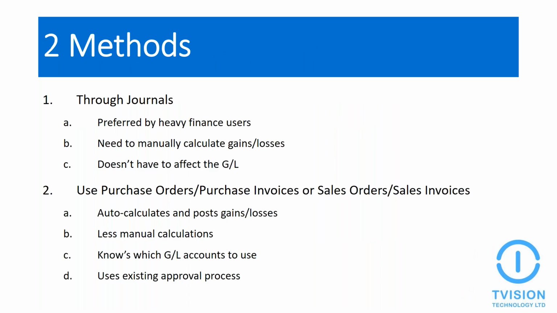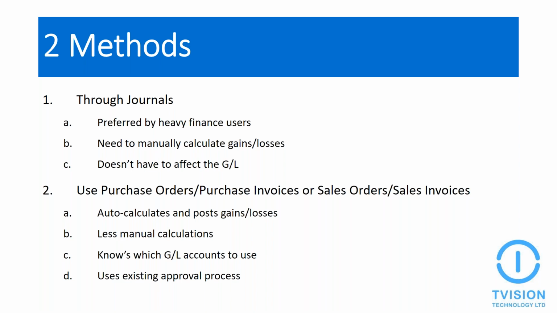There are 2 methods that you can use for managing fixed assets and depreciation in NAV or Business Central. These are through journals or through sales and purchasing. If you have experienced finance users who use journals regularly, then this might be the preferred method. It's also good if you would prefer not to record the fixed assets on the GL. However, it is a more manual method.